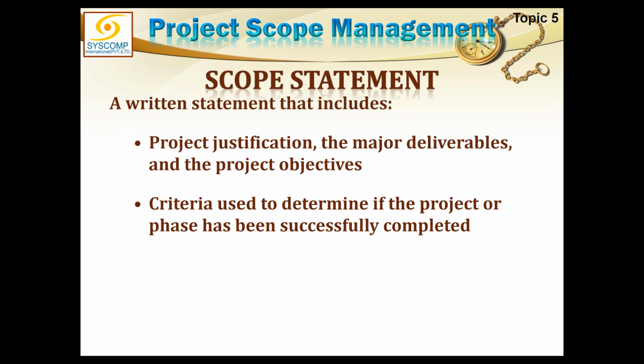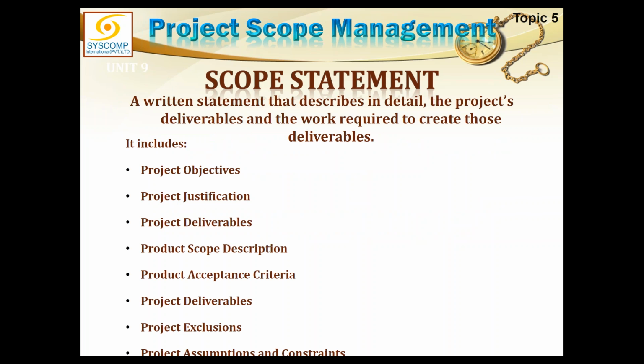And as I said, the second point is criteria used to determine if the project or phase has been successfully completed. How would we determine that this phase or this project has been completed? Because the criteria for that, what is to be produced, what is to be checked at the end of a project or a phase, which will declare it successful, this is to be established in the scope statement. So this all is included in the scope statement.